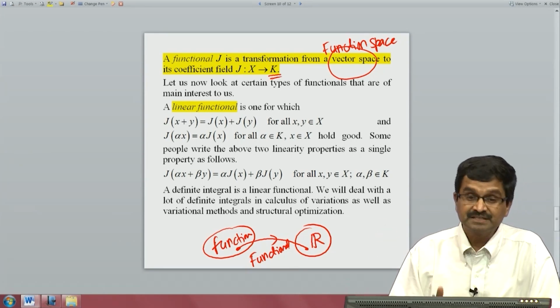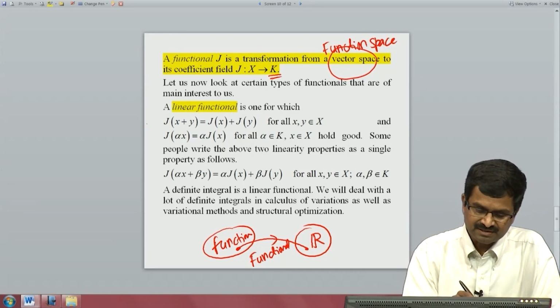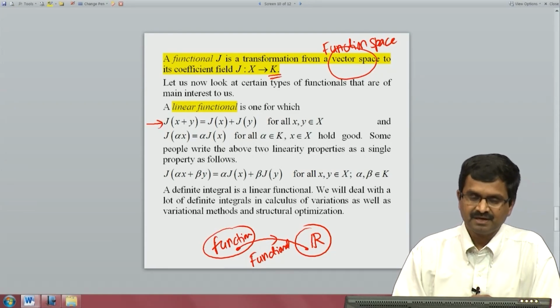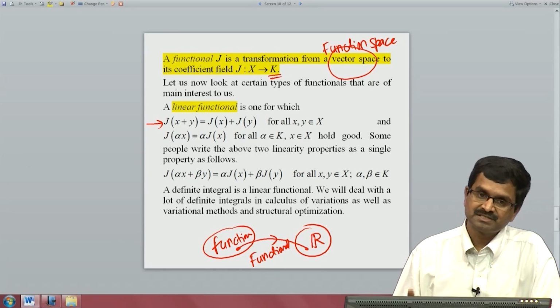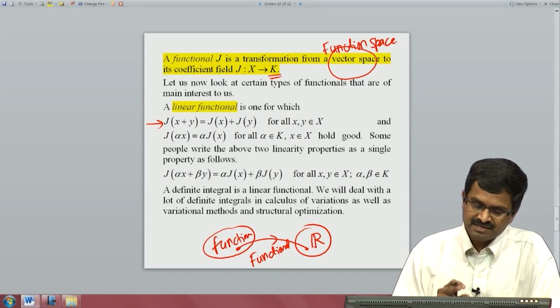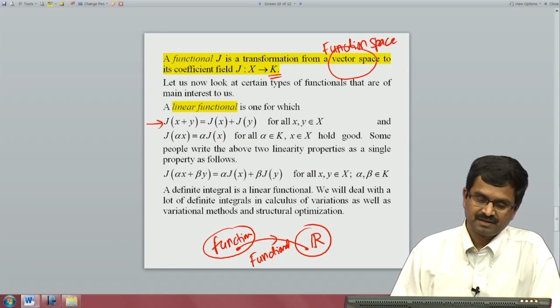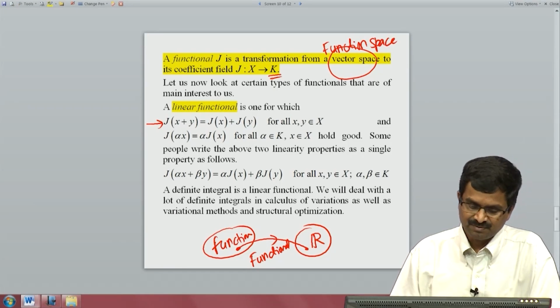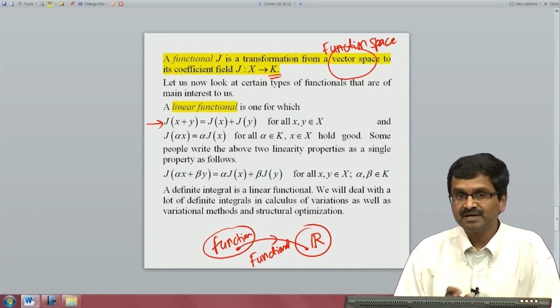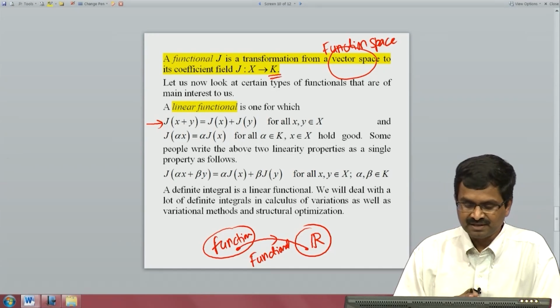What is a linear functional? Something that satisfies this. If J of x is a functional and J of y is another functional, and J of x plus J of y is equal to J of x plus y, then it is a linear functional. Similarly, if J of alpha x is equal to alpha times J of x, then that is a linear functional.